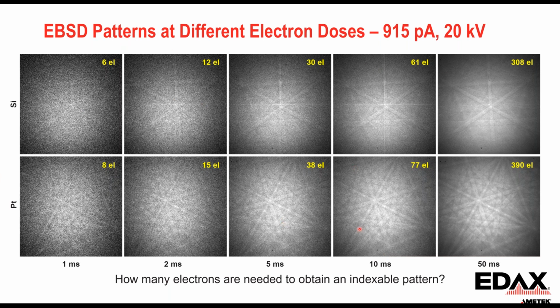And remember, the pattern is brighter in the center and dimmer at the edges, so this is representing an average value. We can see that for any given time, the platinum will have more electrons than silicon. That's just due to a higher backscatter coefficient. And looking from left to right, as we dwell longer, we count more electrons, so our signal to noise improves just from collection statistics.